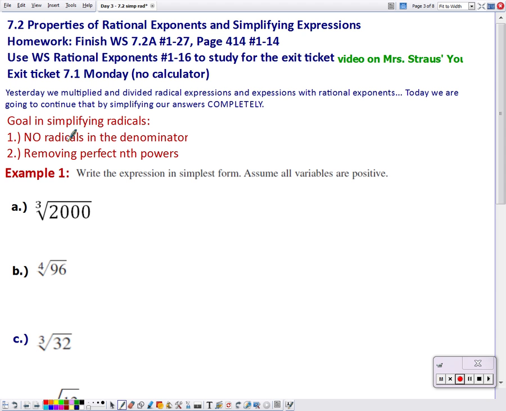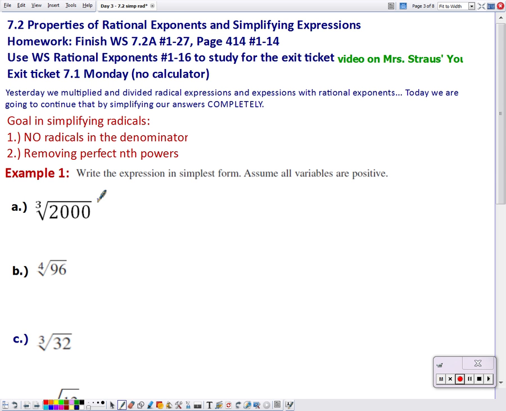We have 2 goals in simplifying radicals. The first is that there are no radicals in the denominator. The second is that we want to remove any perfect nth powers. What that means is if I have a perfect square and it's a square root, I need to take out that perfect square. If I have a cube root, I need to take out any perfect cubes. If I have a 4th root, I need to take out any perfect 4ths.